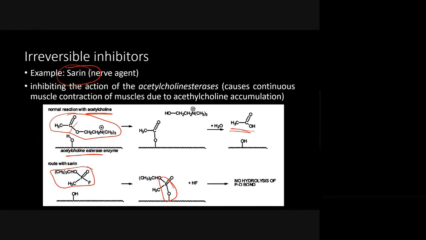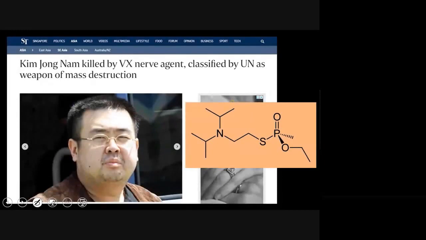That is why it is called a nerve agent. Who was killed? Kim Jong-nam, many years back, 3 years ago. He was killed by something of a similar nerve agent, not sarin, but a VX nerve agent. This nerve agent also bonds permanently with the enzyme. So he basically died of continuous muscle contraction, because it works quite similarly to the sarin.